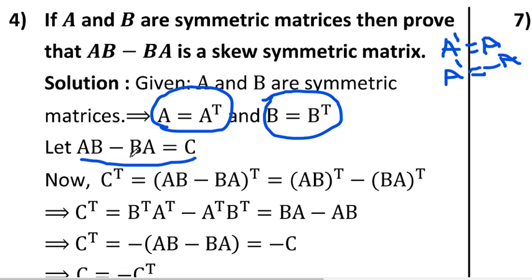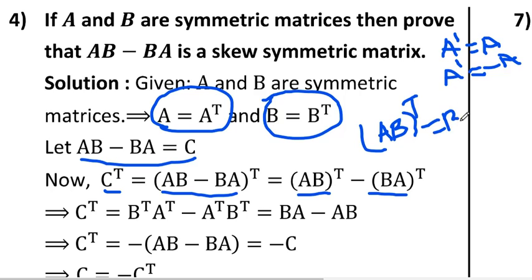Let us take AB minus BA is equal to C. And what is C transpose? C transpose is equal to (AB minus BA) transpose, because C is equal to AB minus BA. And (A minus B) transpose is equal to A transpose minus B transpose. Therefore, (AB) transpose minus (BA) transpose. And you know this result: (AB) transpose, or (AB) dash, is equal to B transpose into A transpose. This result you should know.